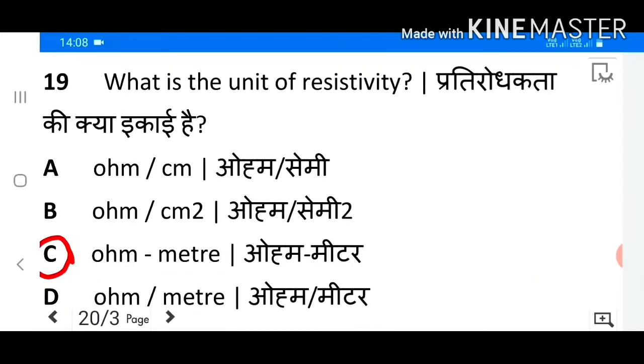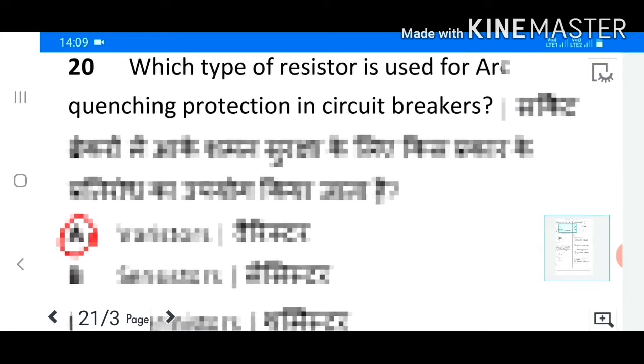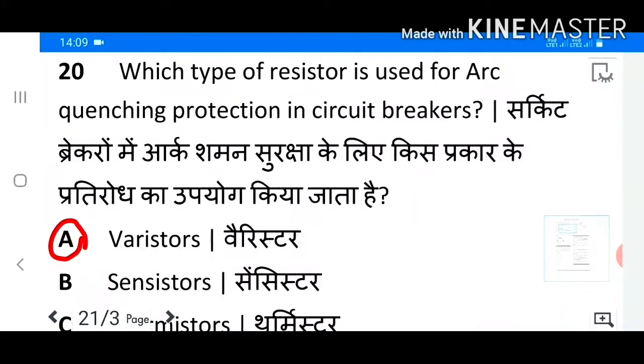19. What is the unit of resistivity? Answer C, ohm meter. 20. Which type of resistor is used for arc quenching protection in circuit breakers? Answer A, varistors.